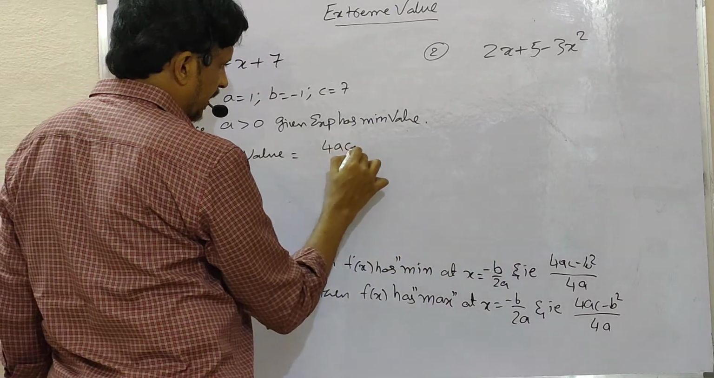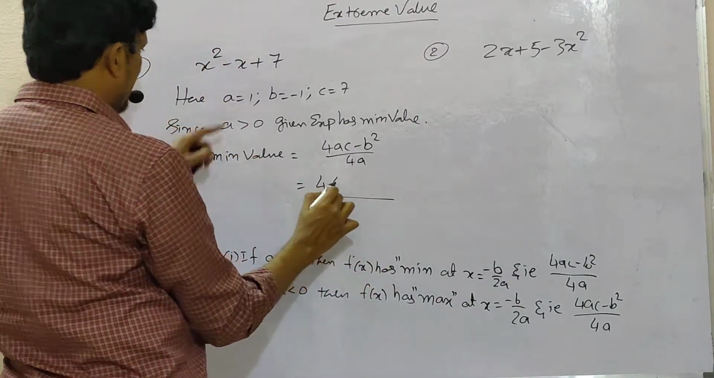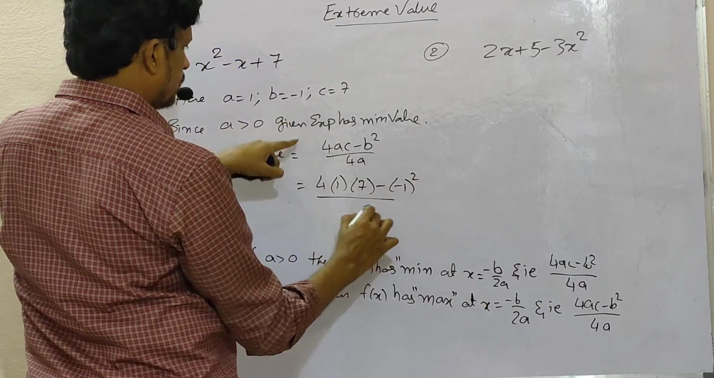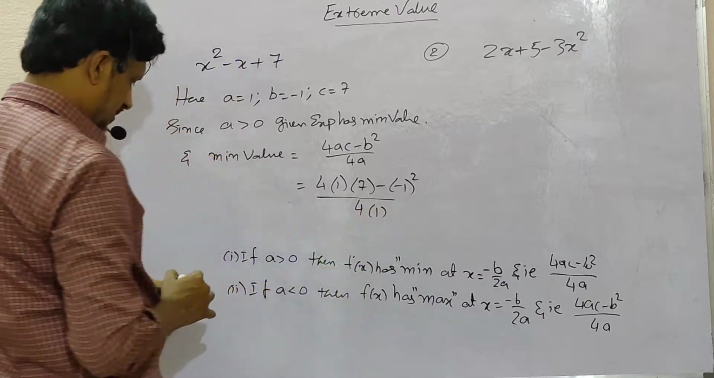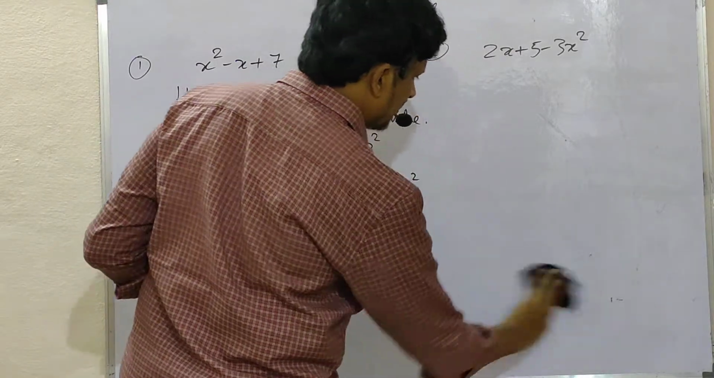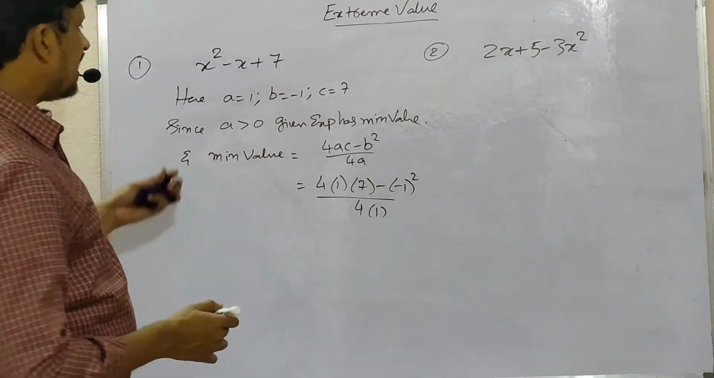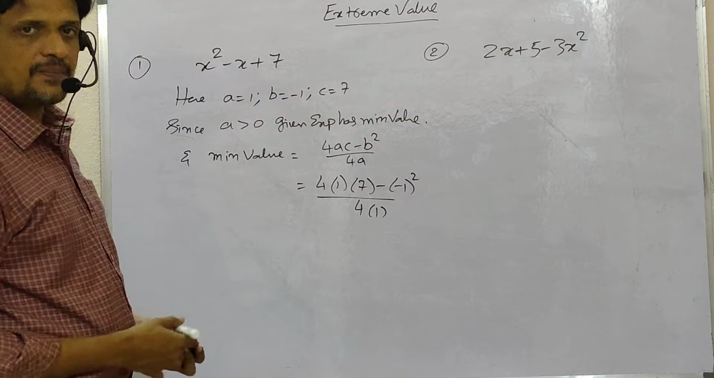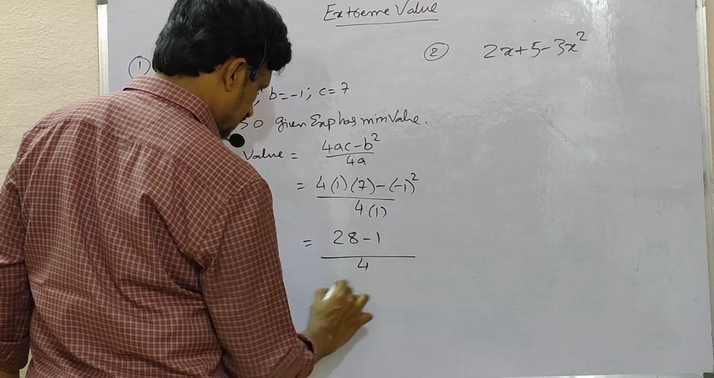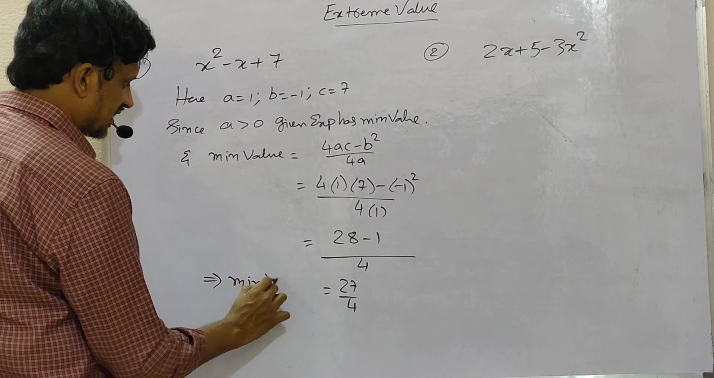That minimum value is equal to (4ac minus b square) by 4a. Now substitute the values: 4 into a, that is 1, into c, 7, minus b square, that is -1 whole square, by 4 into a, which is 1. The formula (4ac minus b square) by 4a remains the same for both minimum and maximum. Regarding the sign of a, you will mention whether it is minimum or maximum. So 27 by 4 is the minimum value of the given expression.